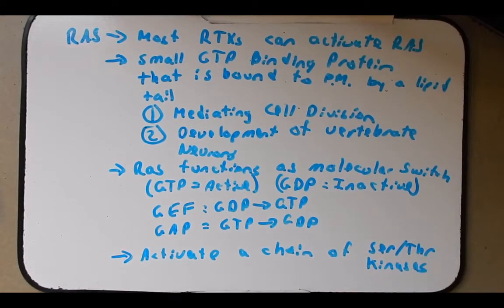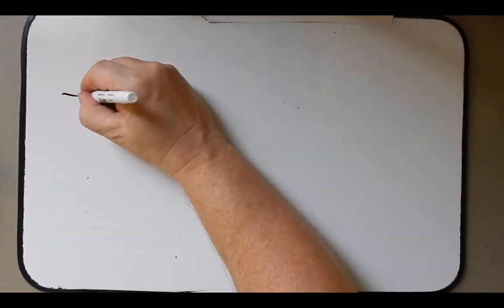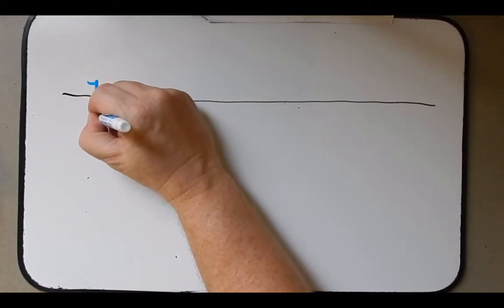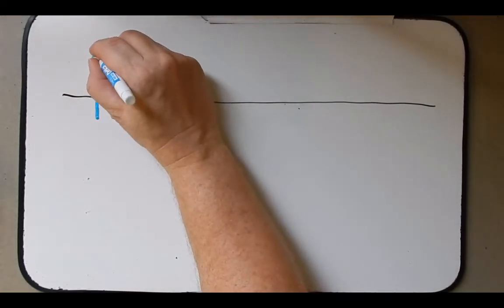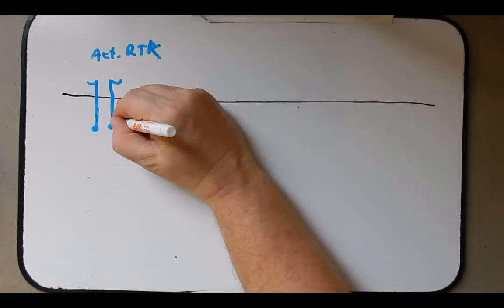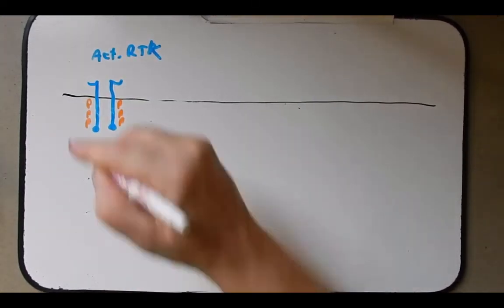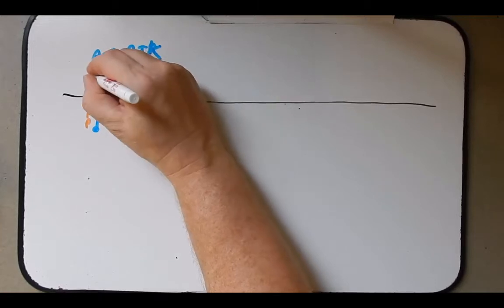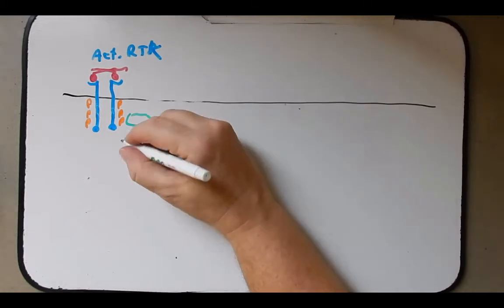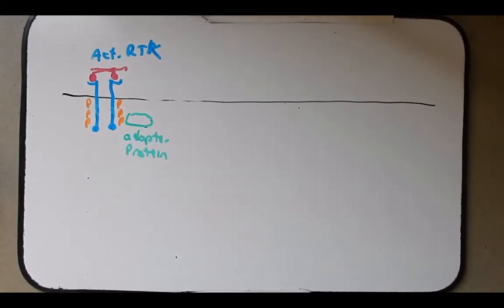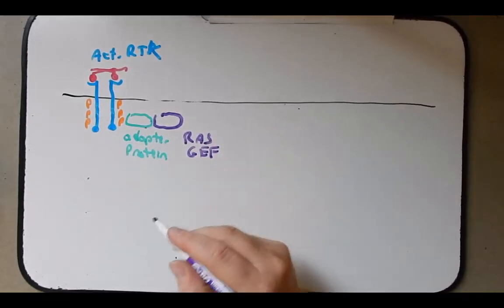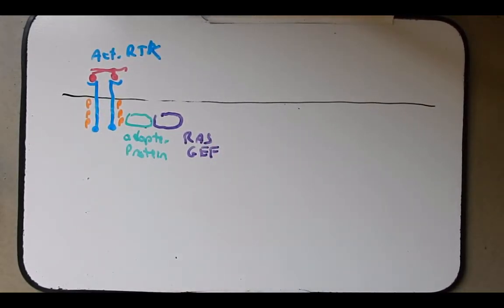So let's draw this out. So here's our membrane, and let's go ahead and draw our already activated receptor tyrosine kinase. They will have several phosphates on them, and we should draw the signaling molecule up here. Once activated, they will first bind to an adapter protein, which will then bind to this Ras GEF. That's going to exchange the GDP for a GTP.